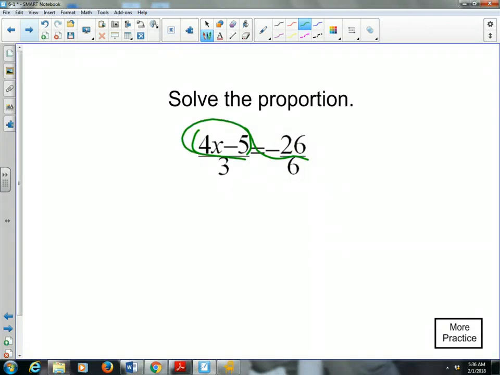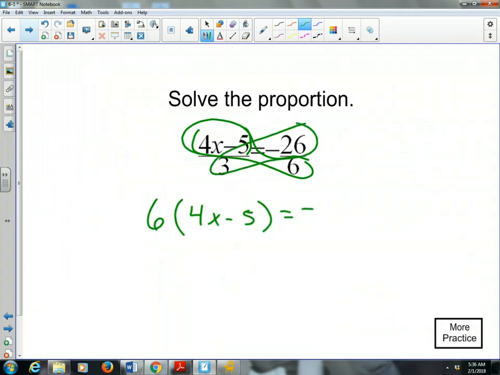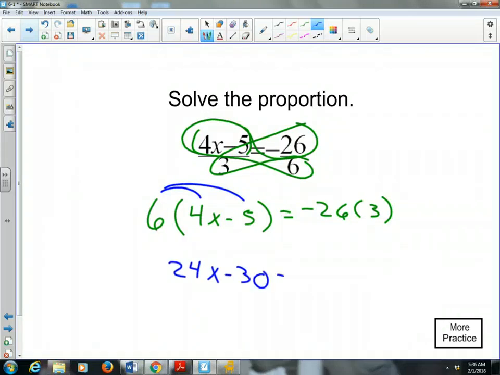So I always just keep the negative sign in the numerator. So I'm going to take a positive 6 multiplied by 4x minus 5, and that's going to equal a negative 26 multiplied by 3. So now when I solve, I'm going to distribute. That's why I put the parentheses there, so I can remember to multiply 6 times both terms in the binomial. So 24x minus 30, that equals a negative 26 times 3 is a negative 78.